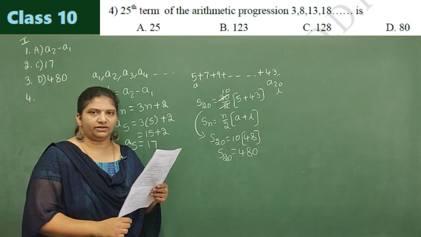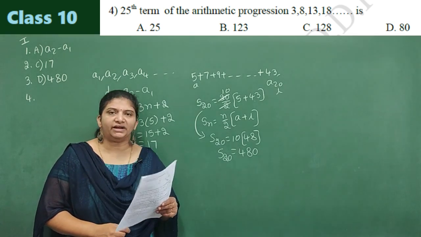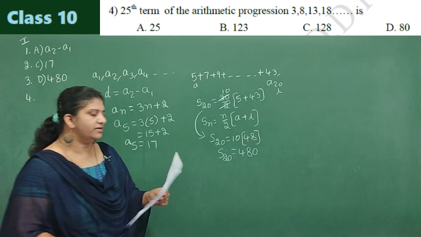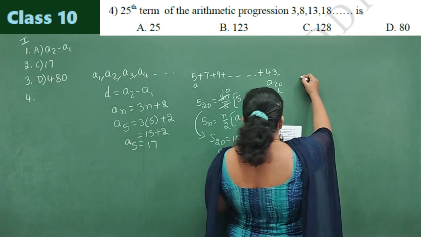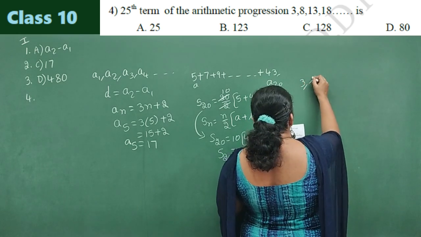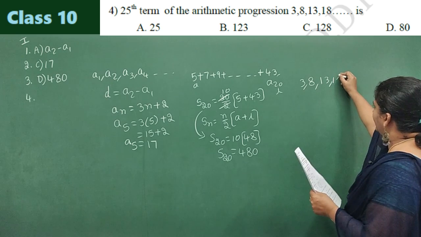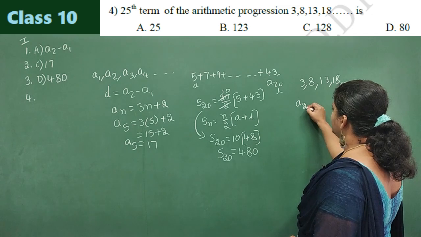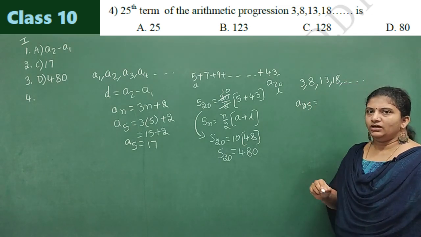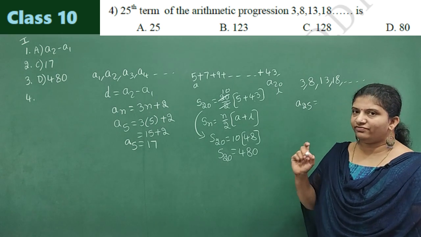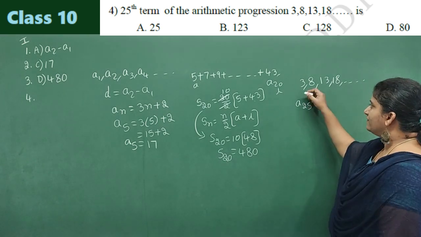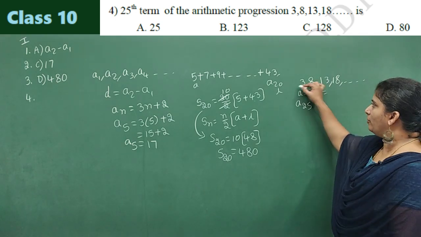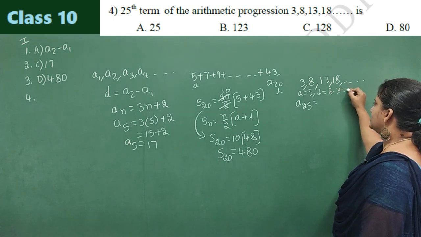Okay. Fourth one. 25th term of the arithmetic progression 3, 8, 13, 18 and so on is. 25th term. Okay, what is the arithmetic progression given? 3, 8, 13, 18 and so on. We need to find 25th term, A25. Observe the arithmetic progression and find A and D first. First term is A. D, common difference, A2 minus A1, that is 8 minus 3 is equal to 5.